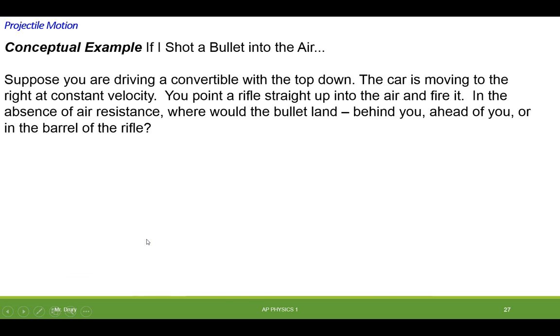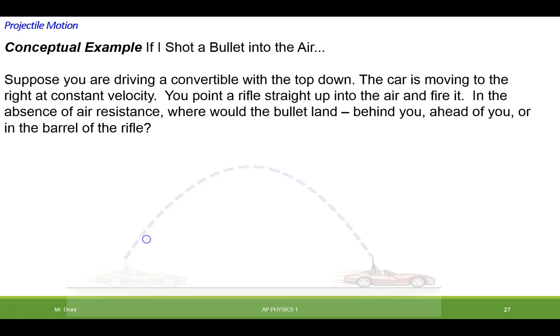Here's a little conceptual problem you want to ask yourself. Suppose you're driving a convertible with the top down. The car is moving to the right at a constant velocity. You point a rifle straight up in the air and fire it. Now we're going to assume there's no air friction. Will the bullet land behind you, ahead of you, or in the barrel of the rifle, like fall right back in the barrel of the rifle? Well, obviously not going to fall right back in the barrel of the rifle. It would be too hard to do. But is it going to land behind you, in front of you, or back in the car? So what do you think?